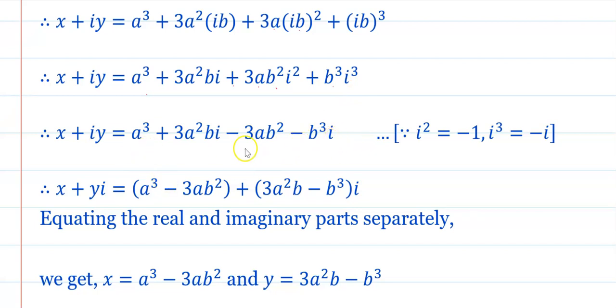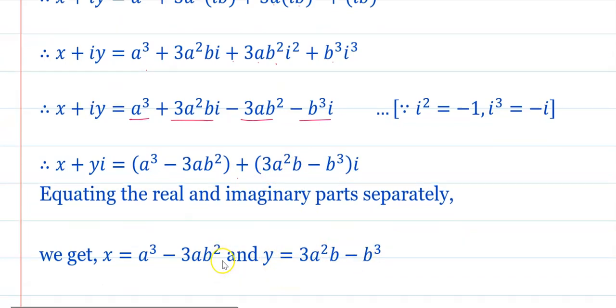Okay. Then again, separate the real and imaginary parts. This is the a cube. Next, minus 3ab square, plus the next part, imaginary: 3a square bi and minus b cube i. Take i as a common. Okay. Equating the real and imaginary parts separately, x is equal to a cube minus 3ab square. y is equal to 3a square b minus b cube, and hence we can solve this.